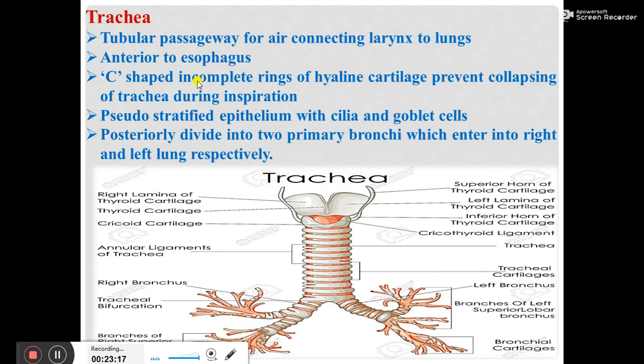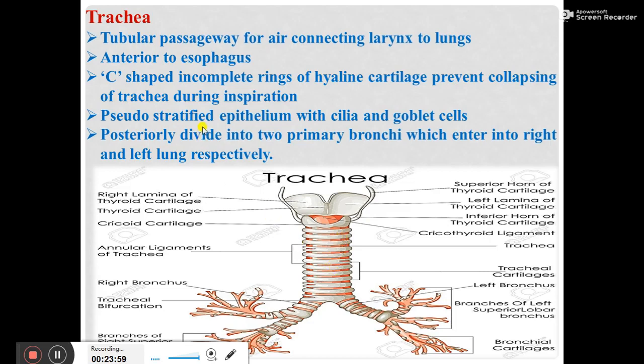C-shaped incomplete rings of hyaline cartilage prevent collapsing of the trachea during inspiration. What are these C-shaped incomplete rings of hyaline cartilage? These are the tracheal cartilage rings which hold the trachea open and prevent its collapsing. They are incompletely C-shaped, so the open part of the C-shape, which is at the back side, is the part where the esophagus is attached.